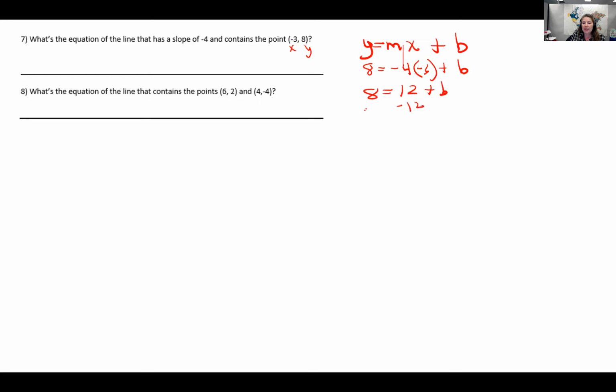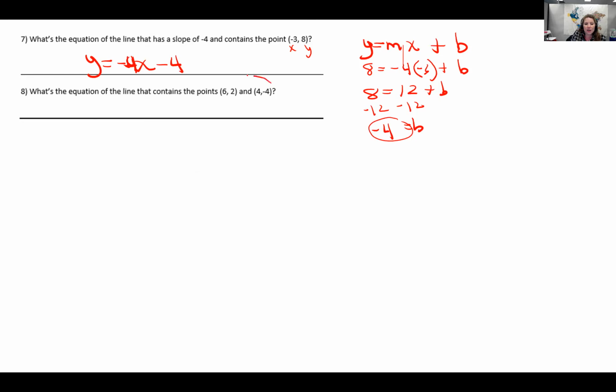Then I would subtract 12 from both sides. So my y-intercept is -4. So the equation is y equals -4x minus 4, because I just solved for b right there. -4x minus 4. Number 8, what's the equation of the line that contains these 2 points?